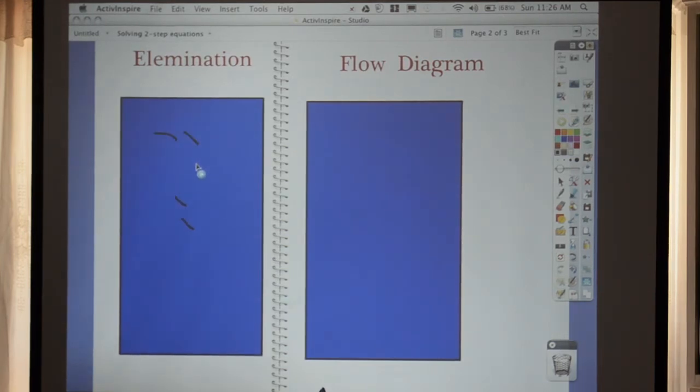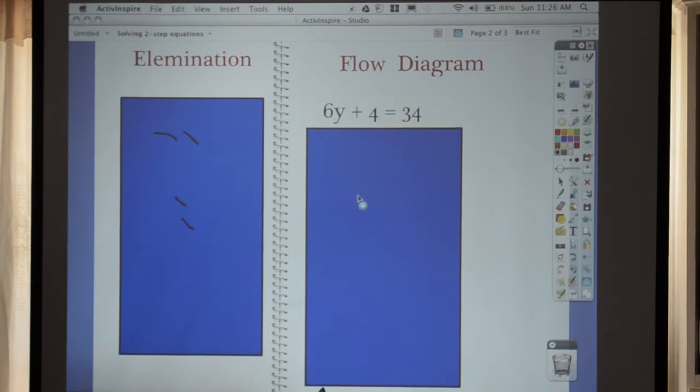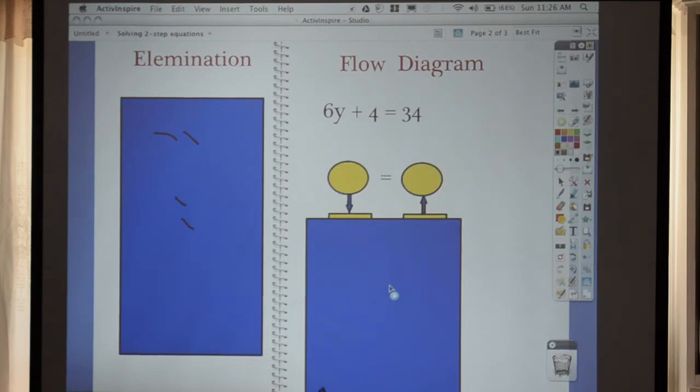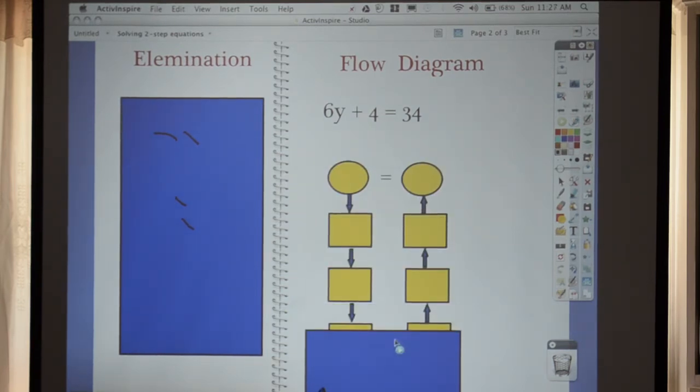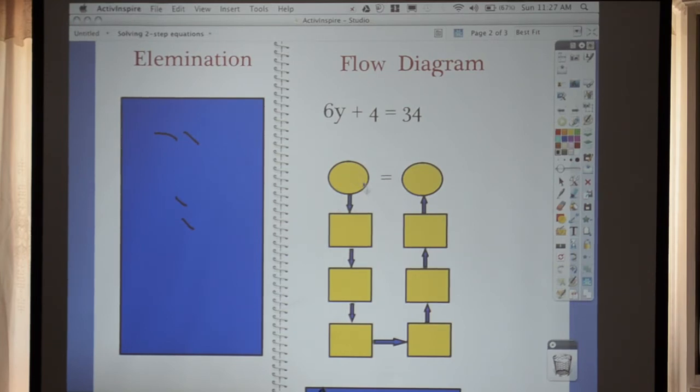Now if we go on this side of the diagram, we have the same equation, 6y plus 4 equals 34, and so we set up our flow diagram. At the top of the diagram, we start off with what we don't know, and in this case, we don't know the value of y. So we will start off with y. So let's put our y there. What did we do with the y? We multiplied by 6. So the next box, we multiply by 6.